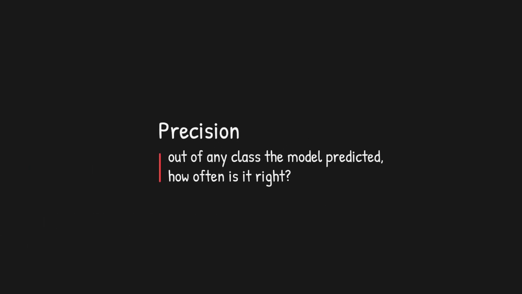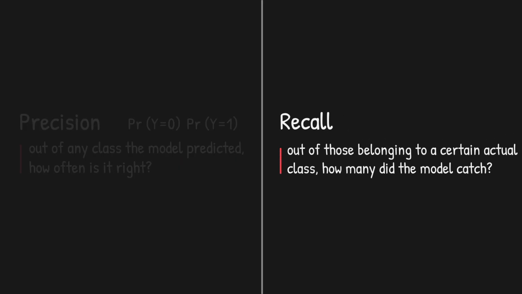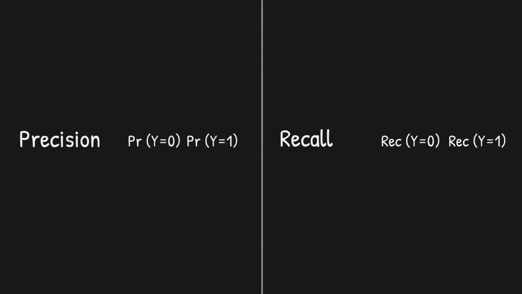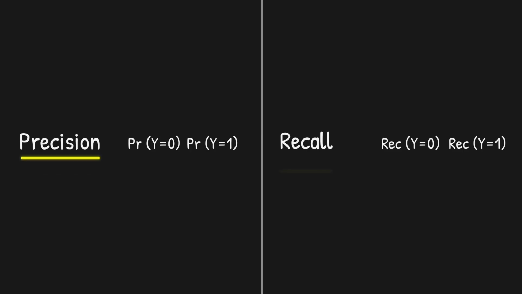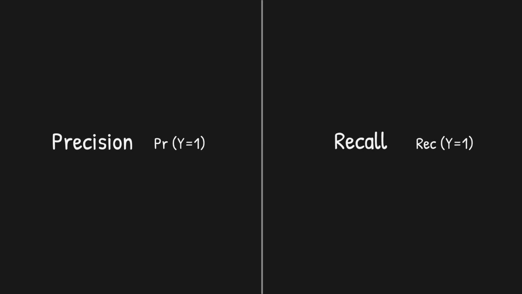The second metric is precision. It simply states that out of any class the model predicted, how often is it right? This definition reinforces the fact that precision has two values, one for each class. The same thing can be said for recall. Recall simply says, out of those belonging to a certain actual class, how many did the model catch? And because the class that we actually care about is the positive class, both the precision and recall we'll calculate are those of the positive class.